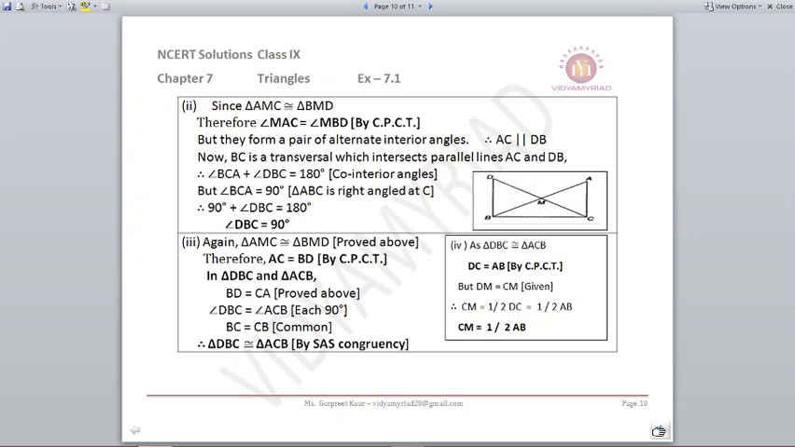But we know that DM is equal to CM because M is the midpoint. It is given in the question that CM is produced to D such that CM is equal to DM. It is given. So we can simply write down that CM will be half of AB. Why half of AB? CM will be half of DC. Now what is DC? DC is equal to AB. We have proved above. So we can replace it by writing it as CM is equal to half of AB.